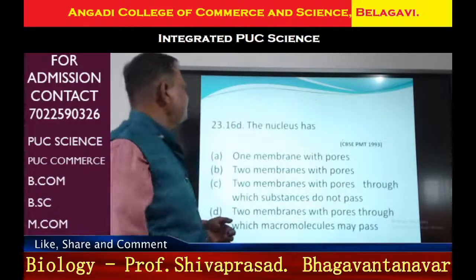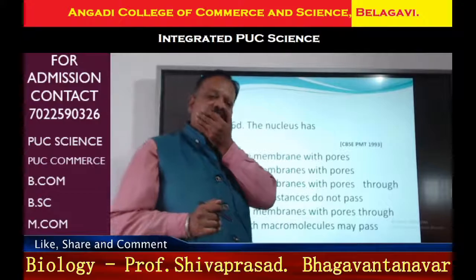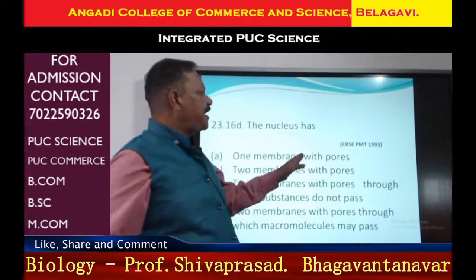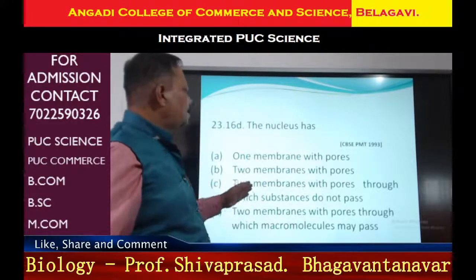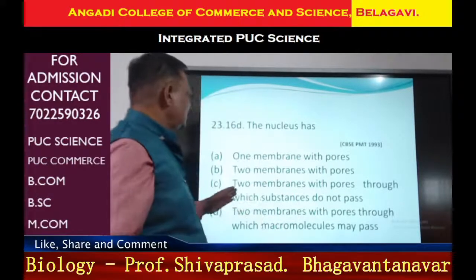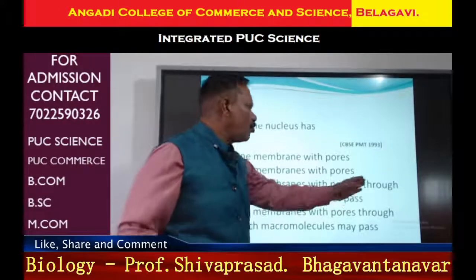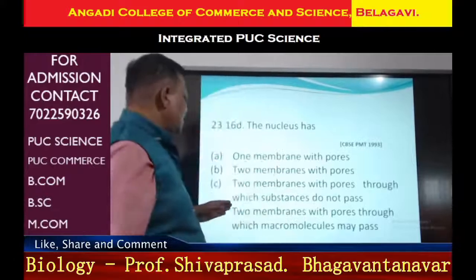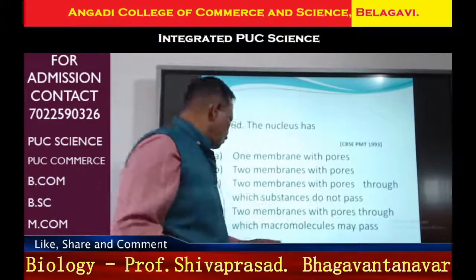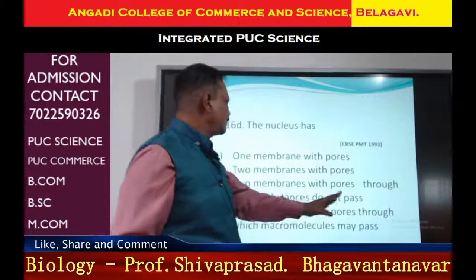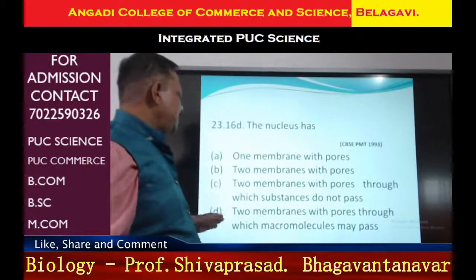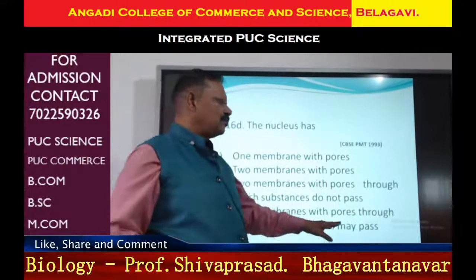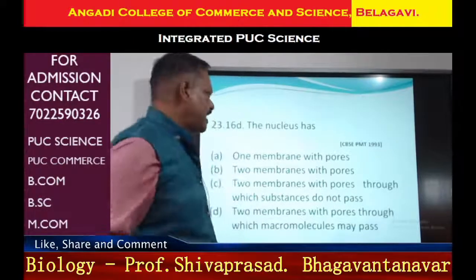Next, the nucleus has: one membrane with pores, two membranes with pores, two membranes with pores through which substances do not pass, two membranes with pores through which macromolecules may pass. So, option D, two membranes with pores through which macromolecules may pass is the right one. Next.